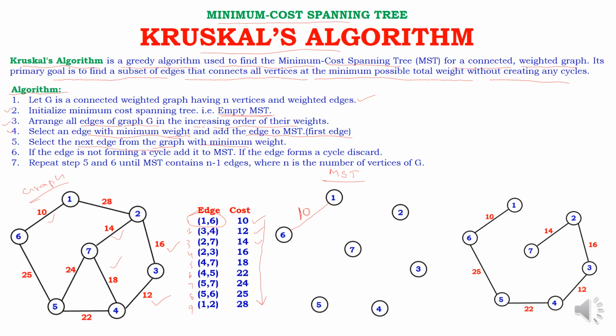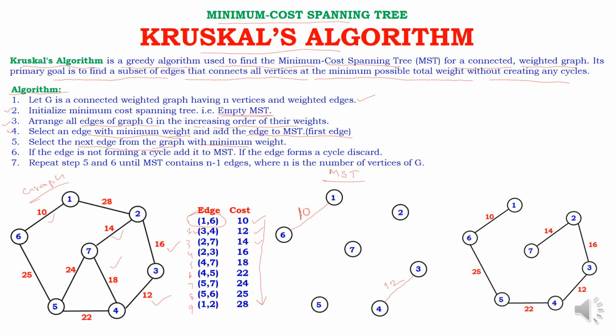The next smallest is 12. So select 3 4. Add 3 4 to the minimum cost spanning tree. 3 4 weight is 12. Adding this edge does not form any cycle.